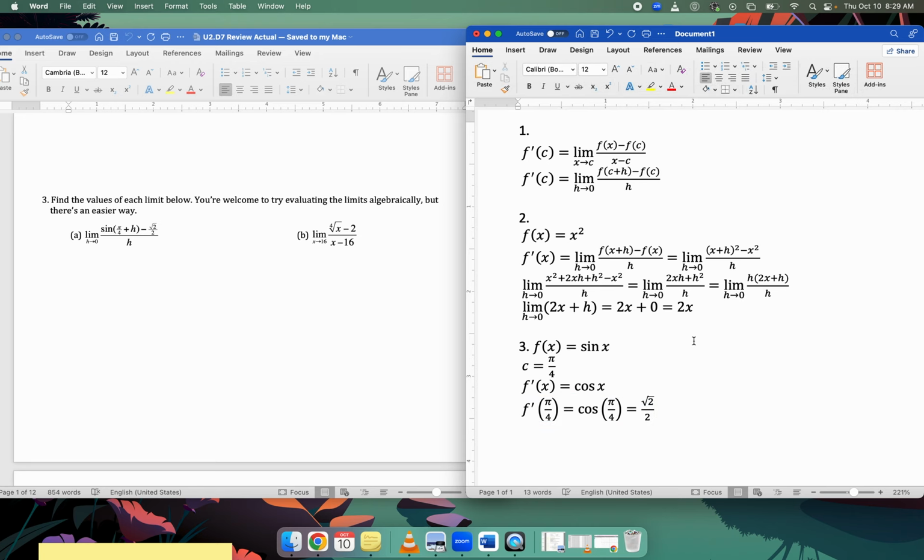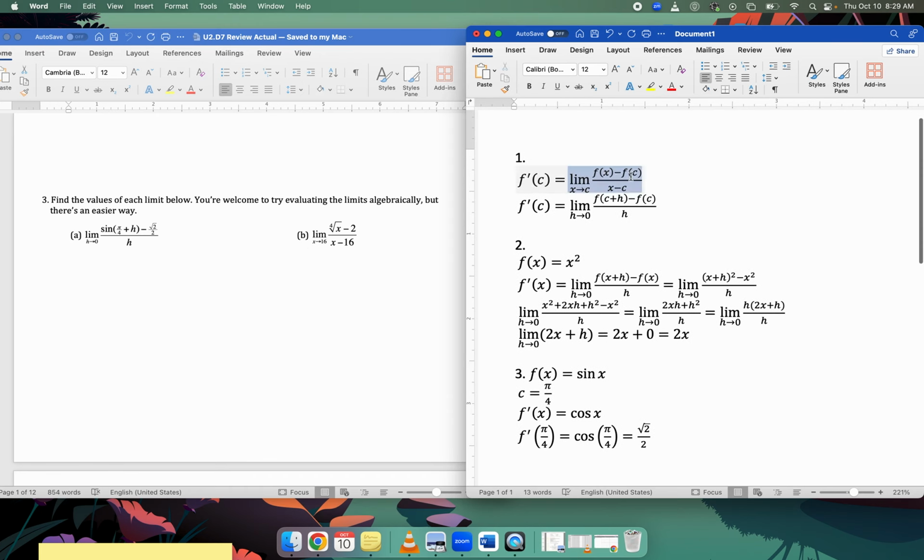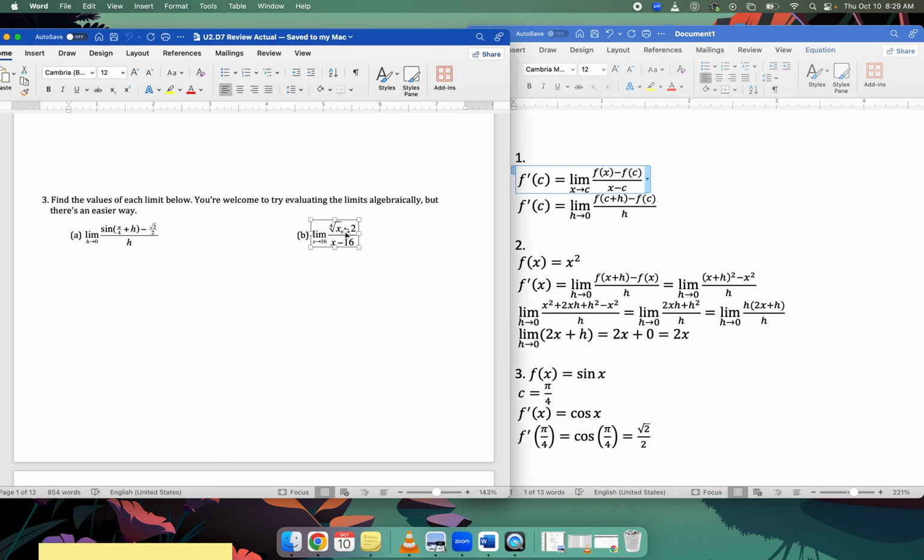So that's part A. Part B, very similar. You should compare this expression right here with the first limit definition. It looks a lot like that, doesn't it? If you compare the first limit definition of the derivative to this expression, you can tell that c is 16, and the function f of x is the fourth root of x.